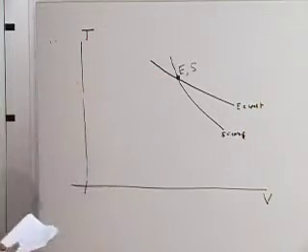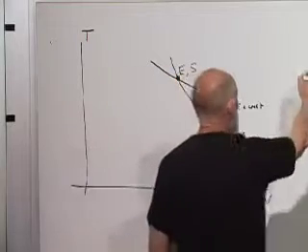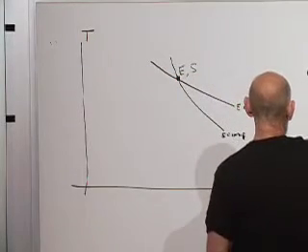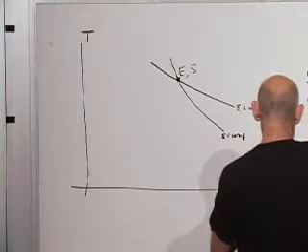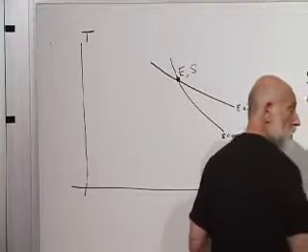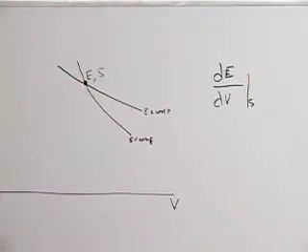Now, what do I want to compute? I want to compute the rate of change of energy with respect to volume at fixed entropy. That is the pressure, or minus the pressure. All right? But I would like to compute it in terms of derivatives with respect to temperature. I want to compute it in a different way.